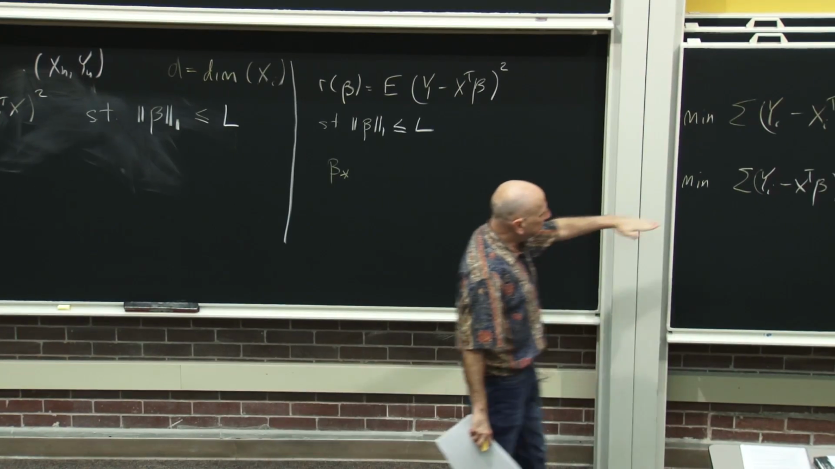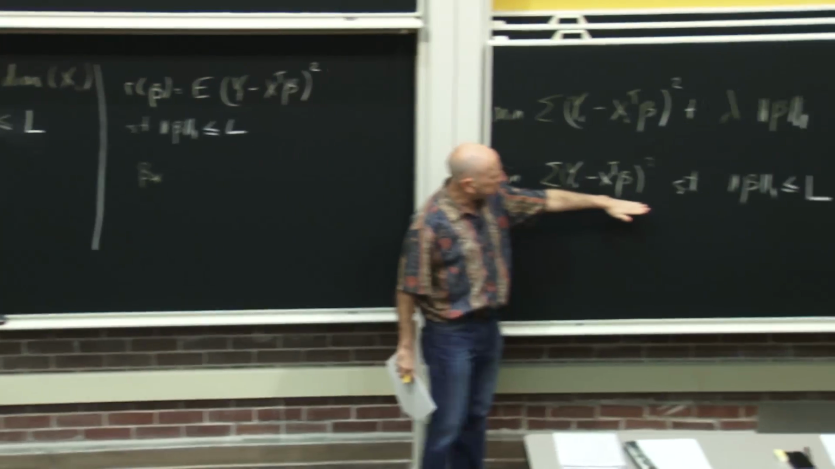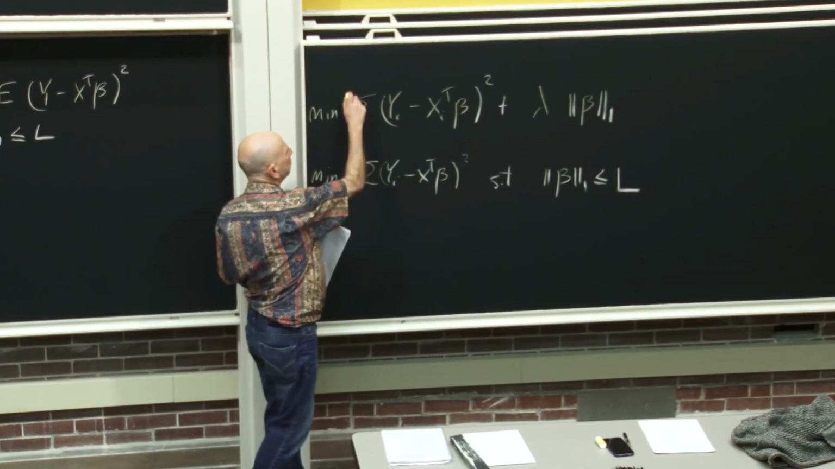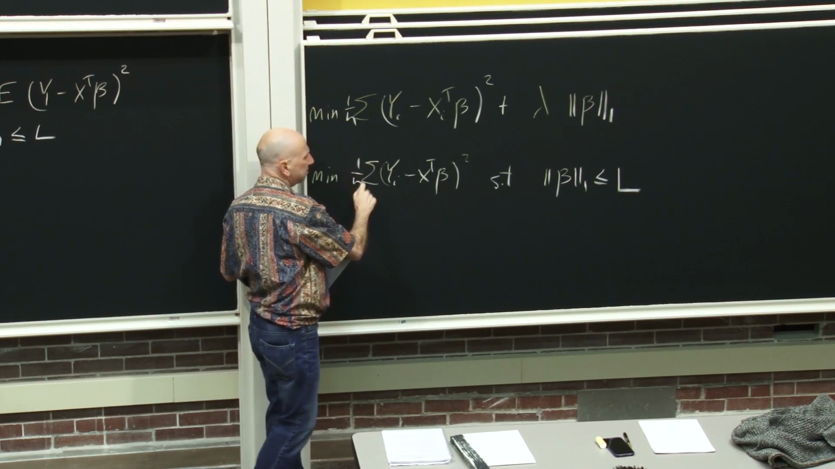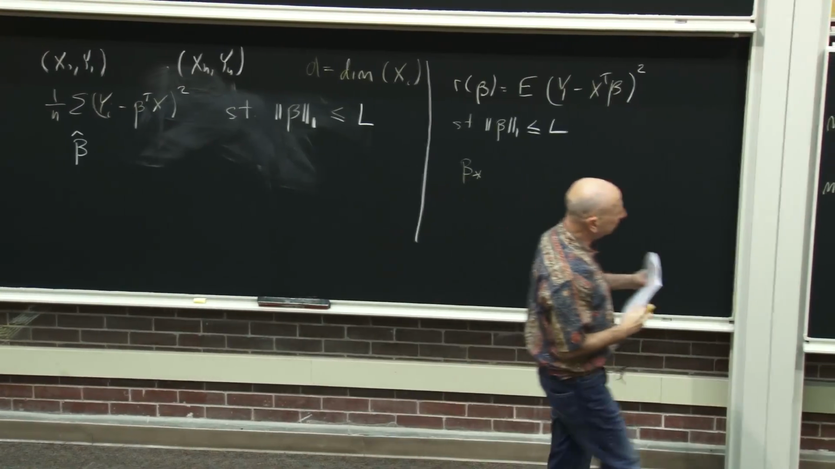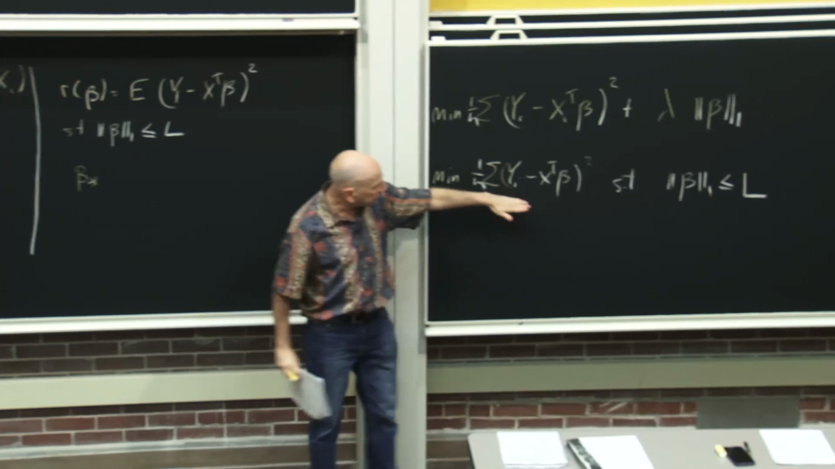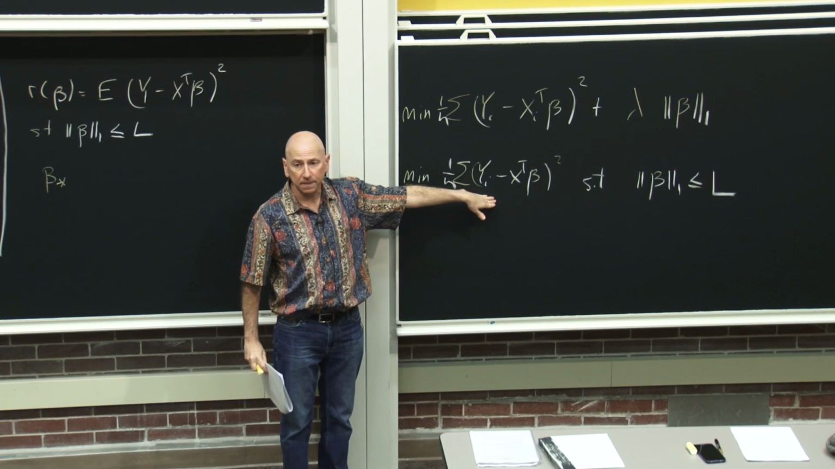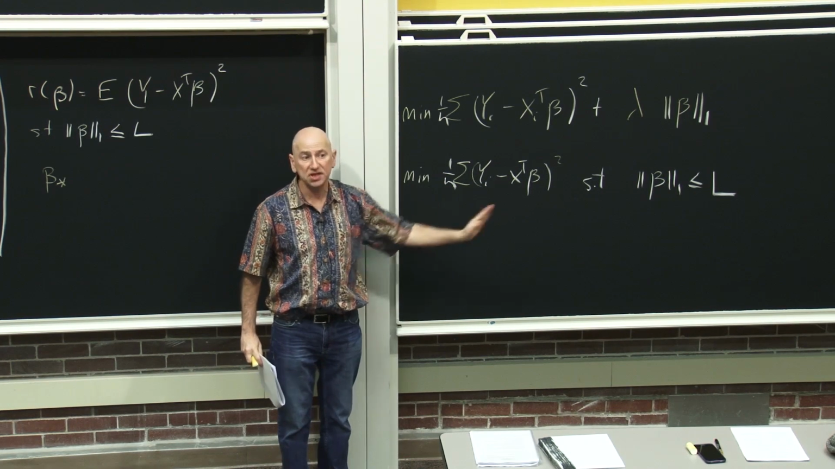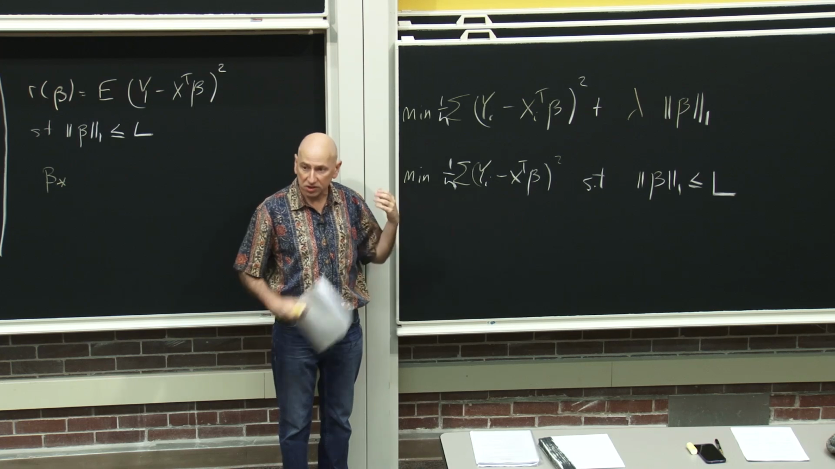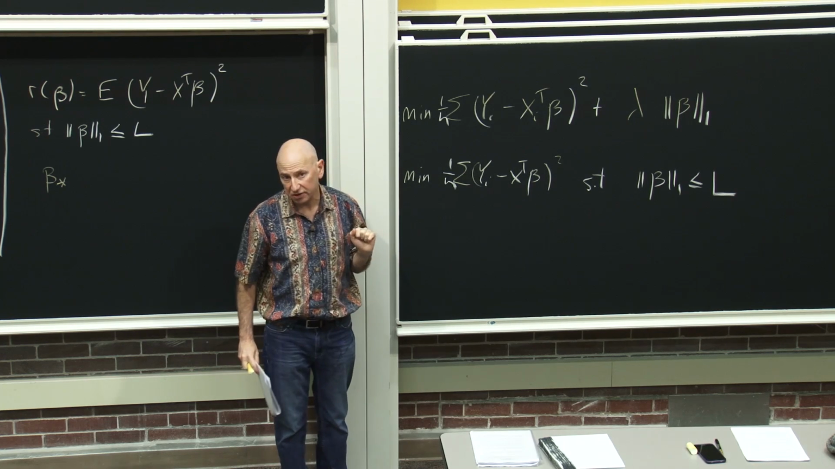And similarly here, we're going to minimize this. I should probably put a 1 over n here, by the way, so that we're talking about averages, and it matches what I wrote over here. I can do this for every possible L, and I get out a whole sequence of estimators. Those solution paths, as they're called, are identical.